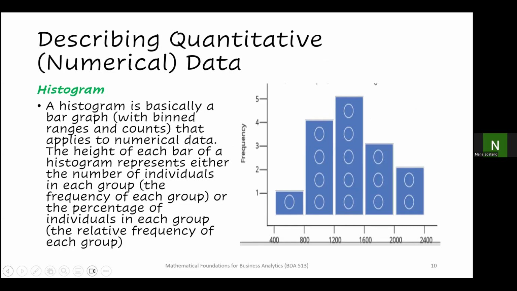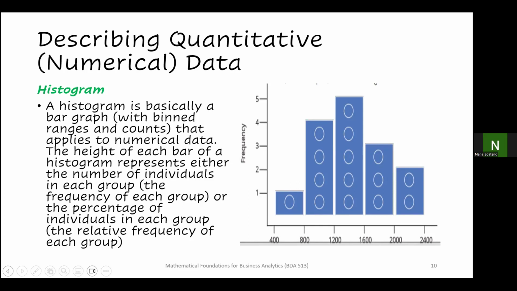So let's look at numerical data, some of the ways by which we can describe them. One of them is a histogram. Here we're looking at something just like a bar graph, but this one applies to numerical data. So you cannot use a histogram for qualitative data. It will not work. It has to be numerical data.